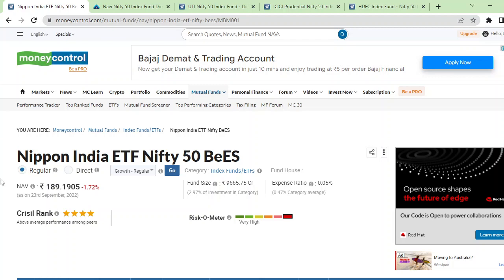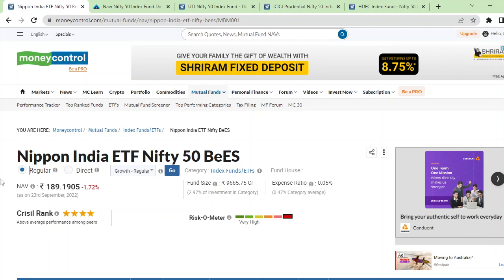Remember one thing, whenever you are investing your money in the market, you need to follow one basic principle called diversification. You should not put all of your eggs in one basket. A lot of risk you carry if you invest all of your money in one Nifty Bees or Nifty index fund. To avoid that, you can diversify your funds.